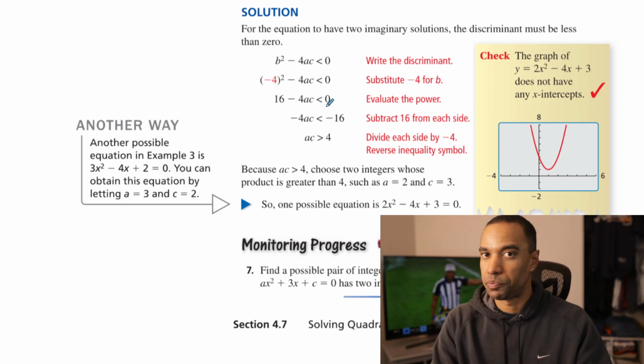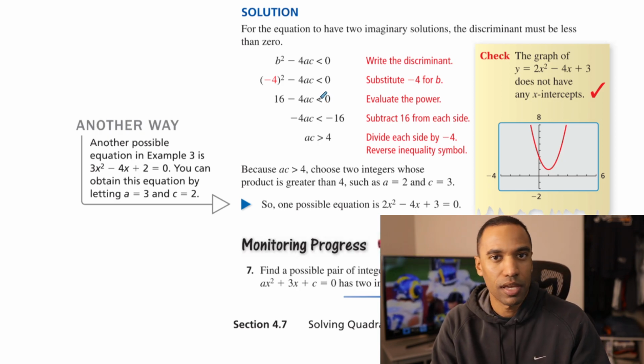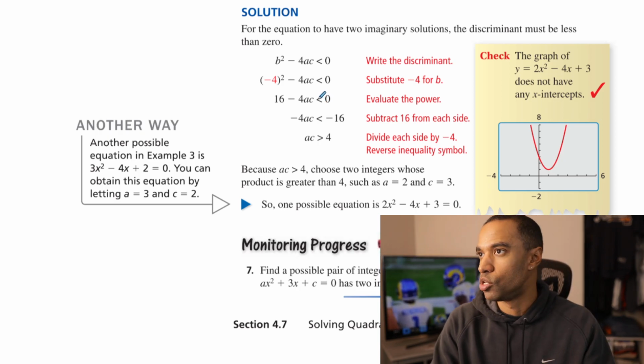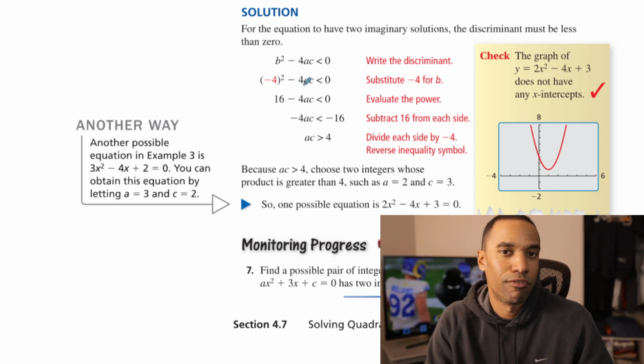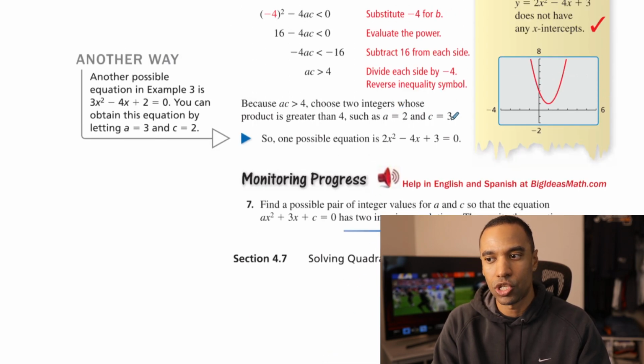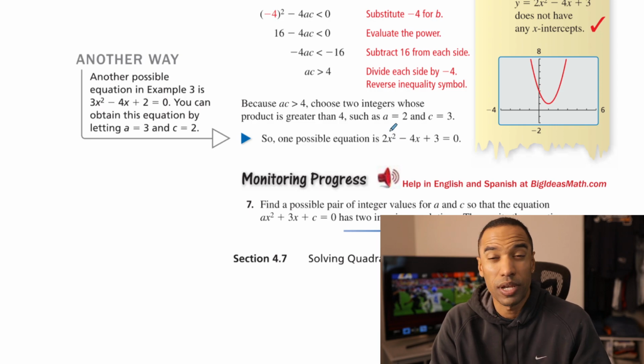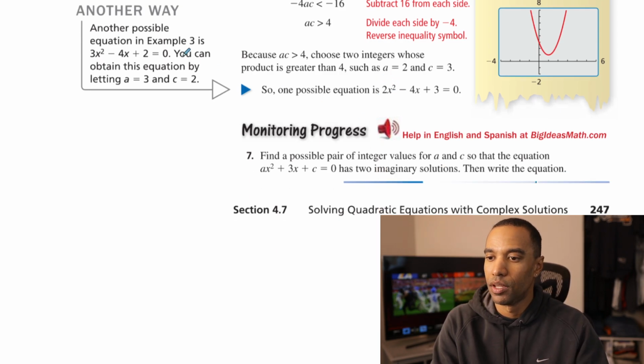That means that a and c have to be the same sign. They can both be positive or both be negative. And the product just has to be greater than 4. So 4 and 2 for a and c, or negative 4 and negative 2, things like that. You can come up with your own numbers, and you can make your equation based off that. They showed if a is 2 and c is 3, it works out, and that's the equation that you'd write, because 2 times 3 is greater than 4, that's 6.